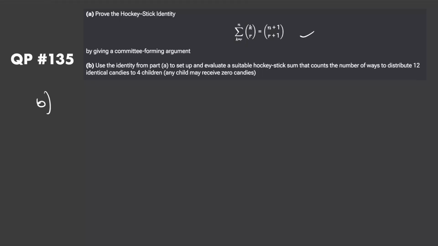All right, that part A went a little bit longer than expected, but now in part B, we need to use this identity to find a hockey stick sum that counts the number of ways to distribute 12 identical candies to 4 distinct children. Distinct is implied. You could very easily use stars and bars to solve this, right? It would just be 15 choose 3, but the point is with this question to not use stars and bars, to use the hockey stick sum.